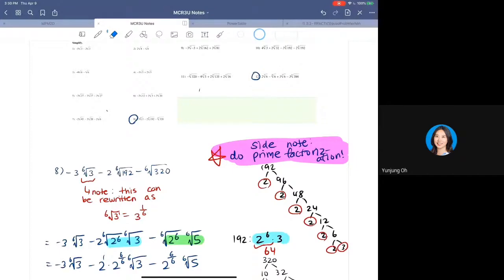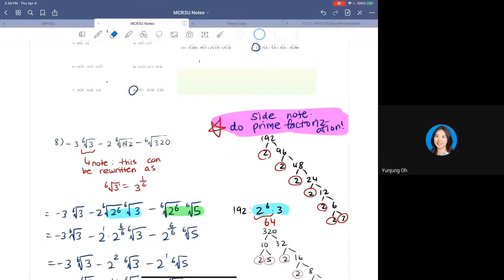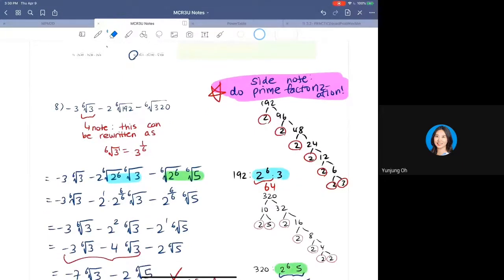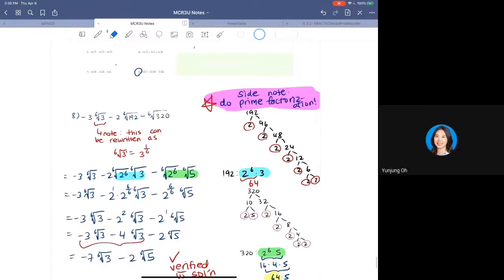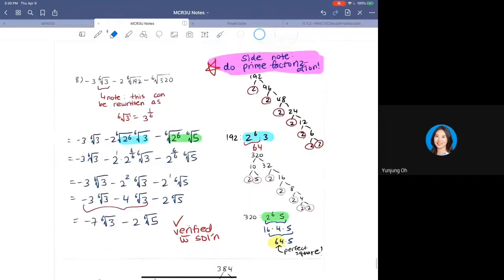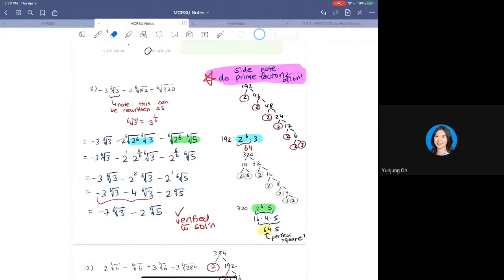On the side, I did the prime factorization of 192, which we did at the very beginning of Unit 3, I believe. So I rewrote it: 192 is 2 to the 6 times 3. In the first step, I'm breaking it apart that way. So I have -3 times the 6th root of 3 minus 2 times the 6th root of 2 to the 6. Then I'm copying and pasting all of this in blue and all of this in green.